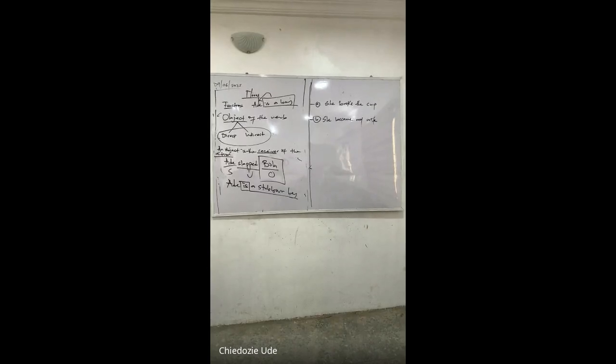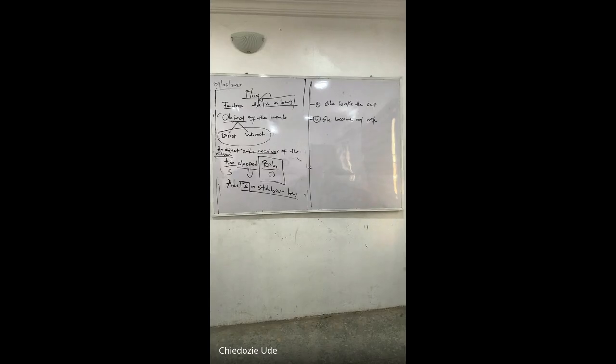So now that we have been able to identify what an object is, remember that I told you that we have two types of objects. We have direct and indirect objects. You get it? We have direct and indirect objects.